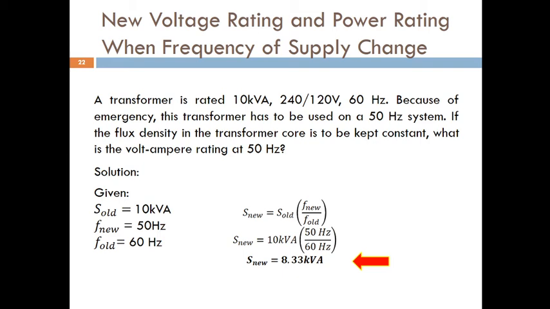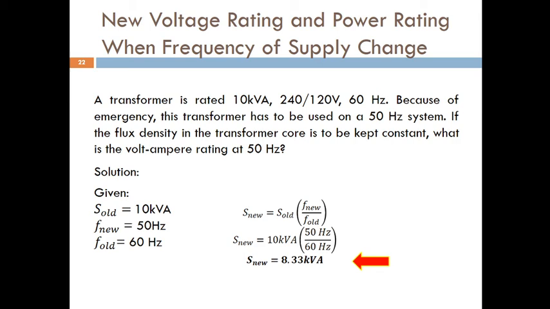So solution, we have a given of 10 kVA for the apparent power, the old one. Our old frequency is 60 Hz. In the emergency, we need to connect the transformer to a 50 Hz supply. So how to solve for the new power rating? It is the volt-ampere that we are looking for.